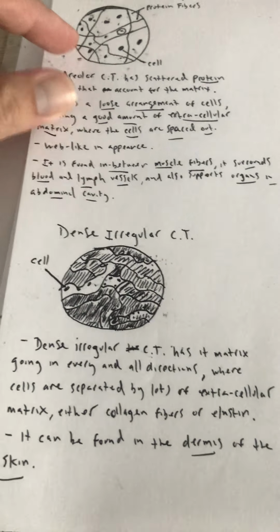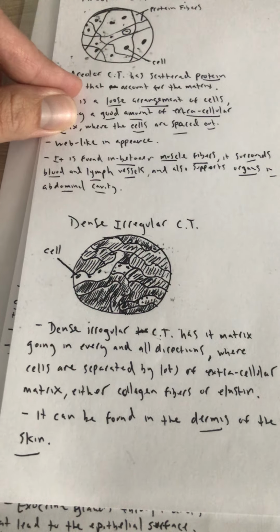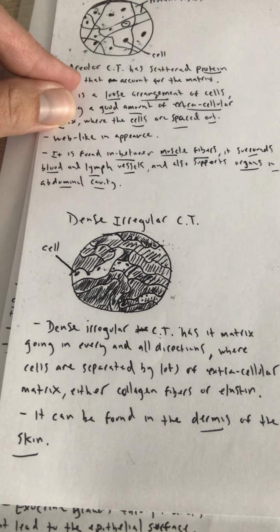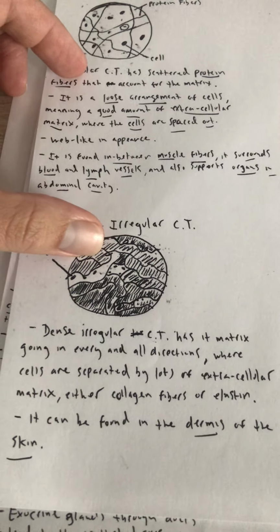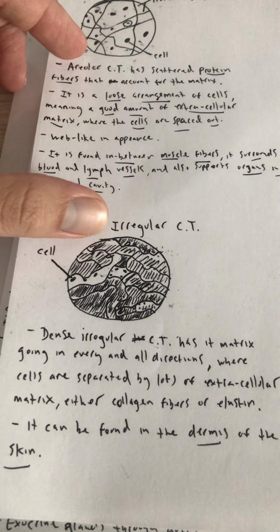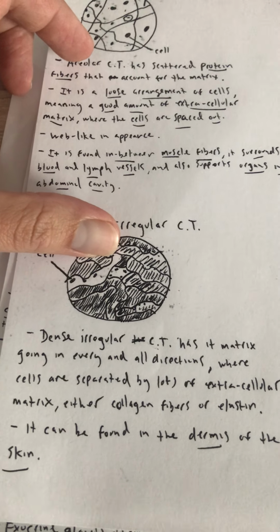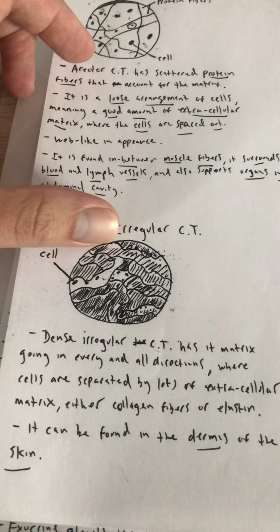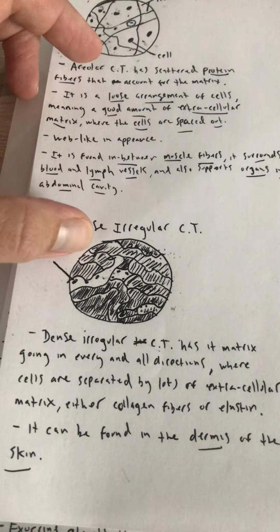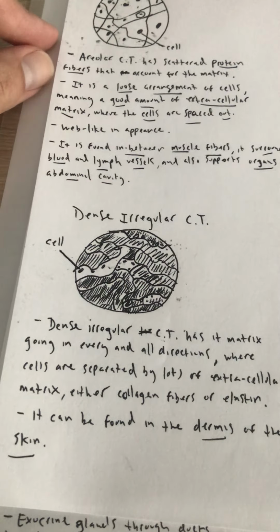So the dermis of the skin is where you can find some of this dense irregular tissue, and when you're looking at it, it's going to be a lot of extracellular matrix here, and these can either be collagen fibers or elastin, with little cells scattered throughout.